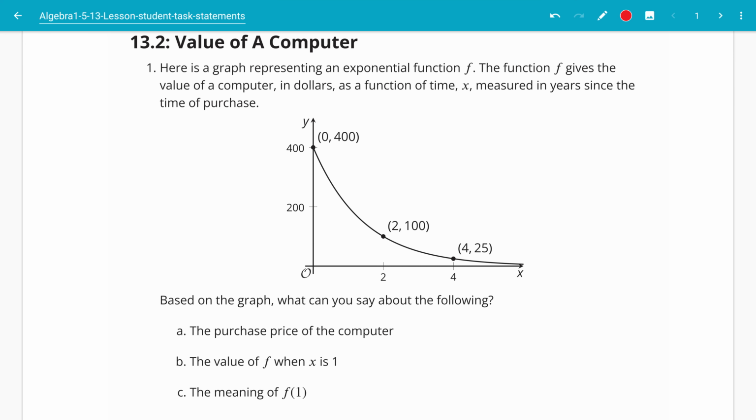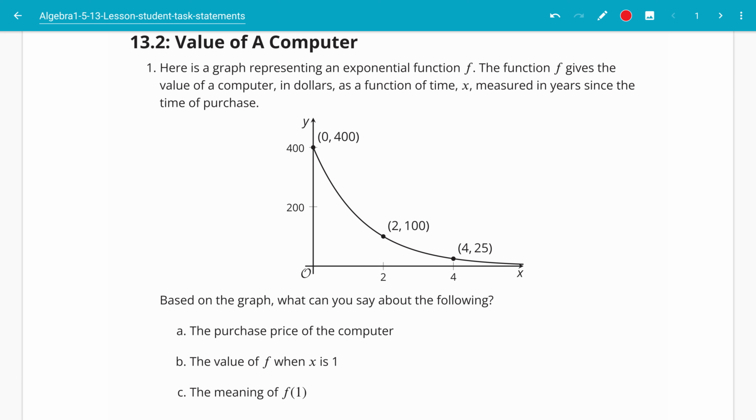Here is a graph representing an exponential function f. The function f gives the value of a computer in dollars as a function of time, x, measured in years since the time of purchase. Based on the graph, what can you say about the following?